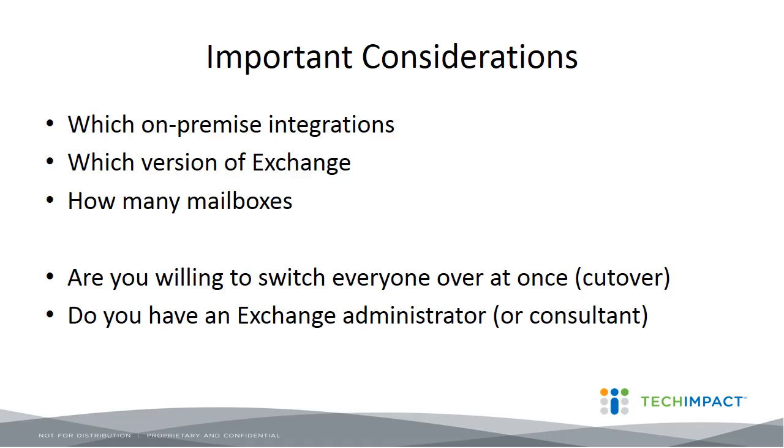Okay, so important considerations for moving to Office 365 are which on-premise integrations you're going to use, so whether or not you're going to use directory sync or coexistence, what version of Exchange you're using, how many mailboxes you have, and are you willing to switch everyone over at once, a cutover migration, which is much easier, or do you have to do it sort of staged, a few at a time? And do you have an Exchange administrator or someone who can manage your existing Exchange server? So again, a lot of this is going to apply to migrating from an on-premise Exchange environment. Some of it doesn't, and I'll go through some of that.